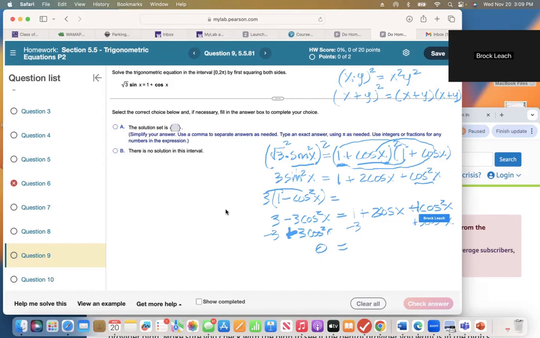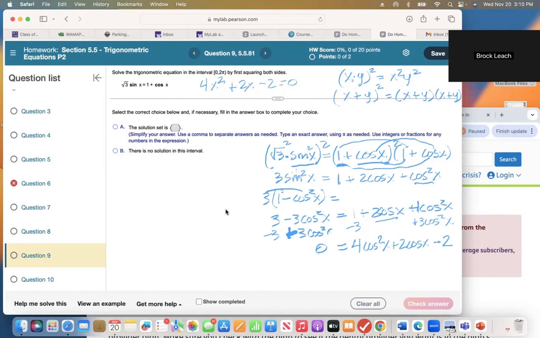Remember, there's a 1 there. We have 1 cosine squared x, so that becomes 4. I'm going to put this in descending order. Cosine squared x plus 2 cosine x, and then 1 minus 3 is minus 2. And here we can factor this out. I'm going to do this up here just because it's a little easier to see. 4x squared plus 2x minus 2 equals 0.